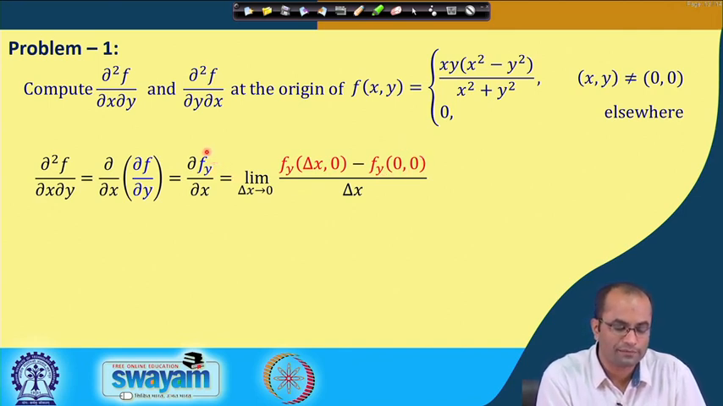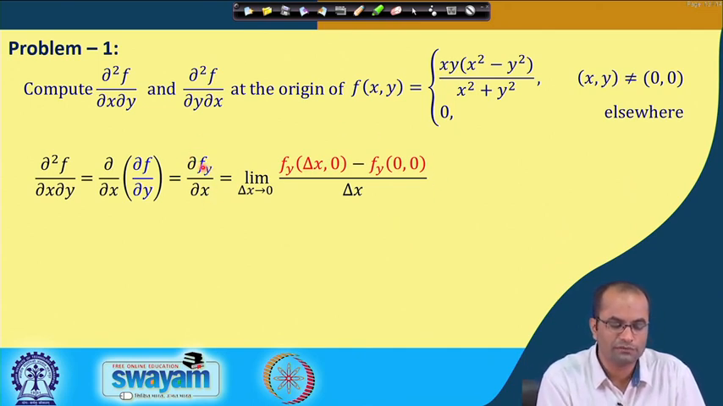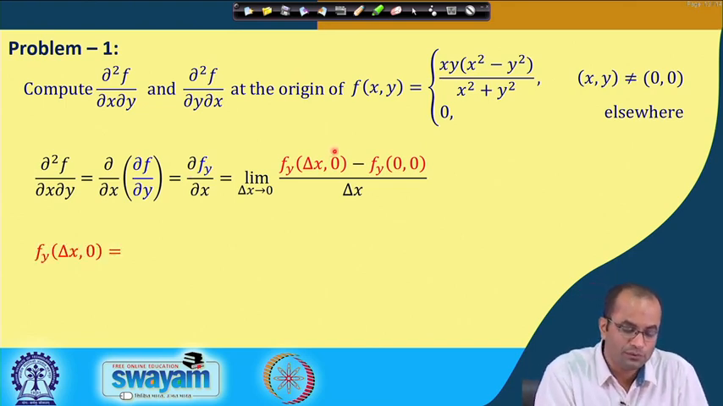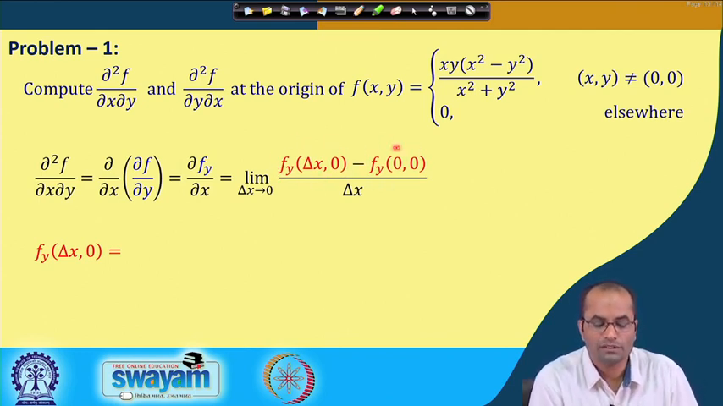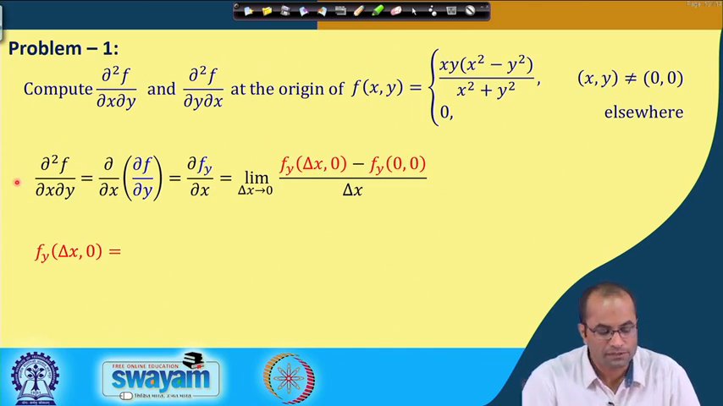So, for the function we have used f_y: the limit of [f_y(delta x, 0) minus f_y(0, 0)] over delta x. This is the same definition of the partial derivative with respect to x. Instead of f we have used f_y, because we are taking the derivative with respect to x of the function f_y. Now we have to know what f_y(delta x, 0) is, and also what f_y at (0, 0) is. Then we can use those values here and compute this mixed order partial derivative.